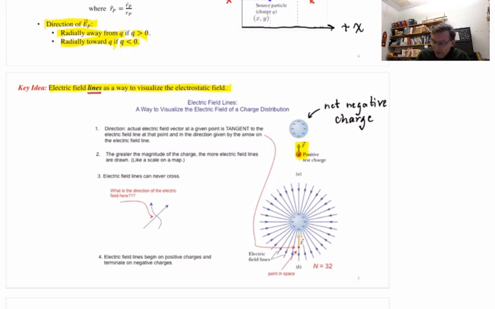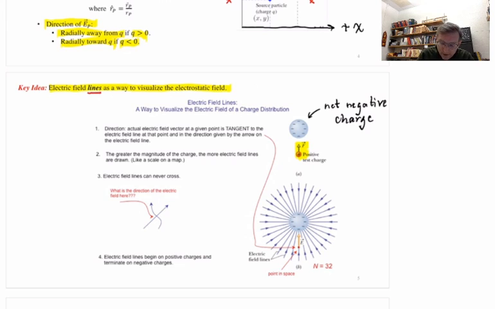All right, so the picture right below is that same spherical object with the same charge and a bunch of electric field lines that have been drawn to help us visualize the electrostatic field. Now, I've got 4 properties that we need to know about electrostatic field lines.